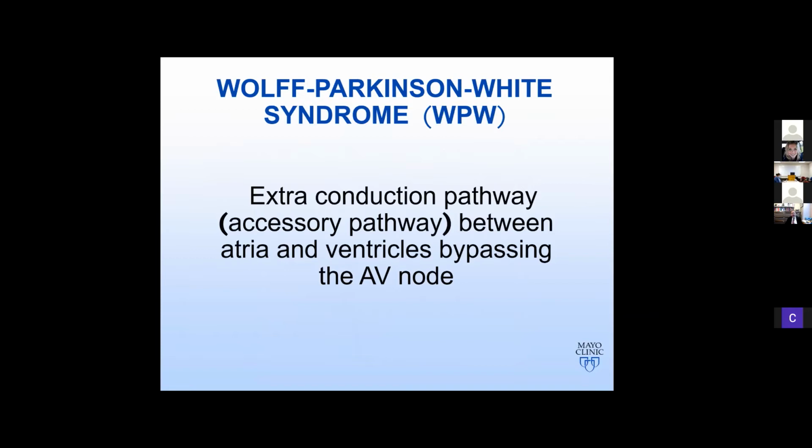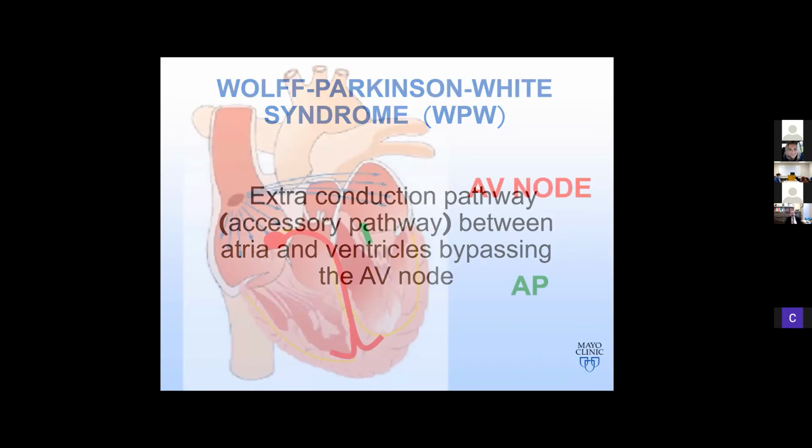So basically, the atria and the ventricle are electrically isolated from each other by the tricuspid and mitral valves. And typically, the only way for impulses to get from the atria to the ventricles is through the AV node. However, in some people, there's an extra muscle bridge that goes across the tricuspid or the mitral valve, and it creates an extra conduction pathway or an accessory pathway.